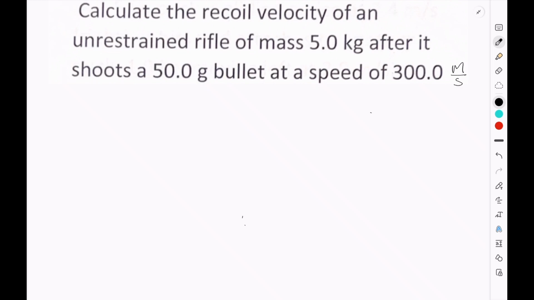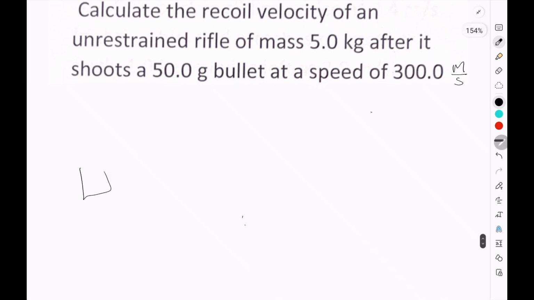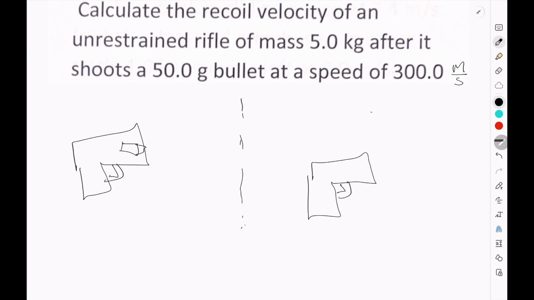Calculate the recoil velocity of an unrestrained rifle of mass 5 kilograms after it shoots a 50-gram bullet at a speed of 300 meters per second. So the gun, the unrestrained rifle, is originally at rest, with the bullet inside it also originally at rest. Then the rifle shoots a 50-gram bullet.